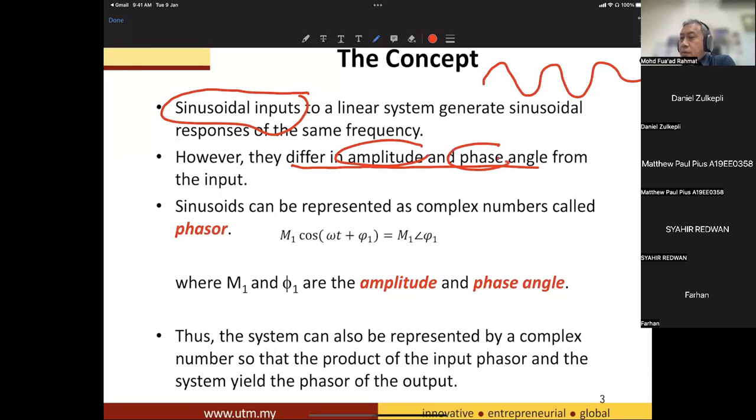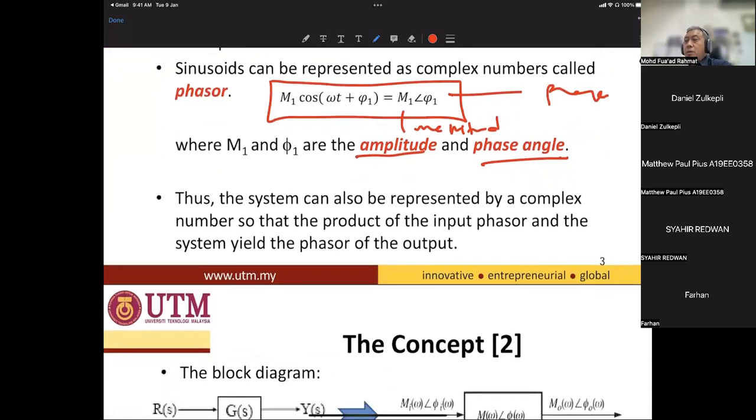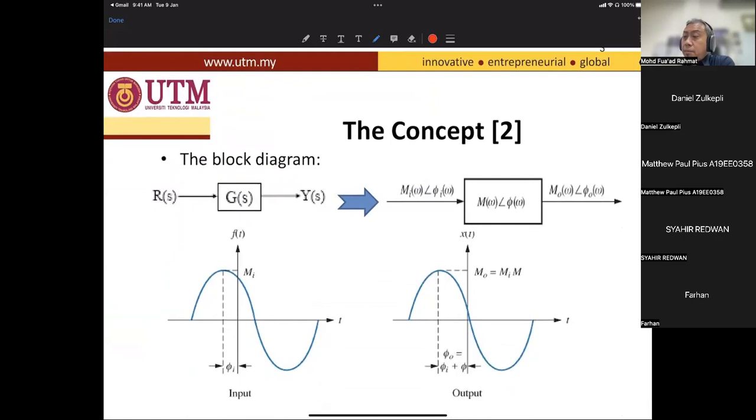So this can be represented by this equation, M1 cos(omega t plus phi 1), which is equal to magnitude and phase. So this is the magnitude or amplitude, and this is the phase. Thus the system can also be represented by a complex number, so that the product of the input phasor and the system yields the phasor of the output.